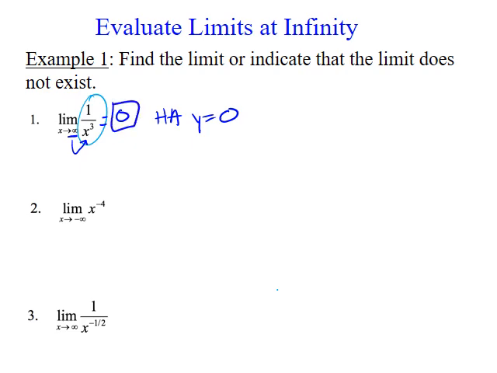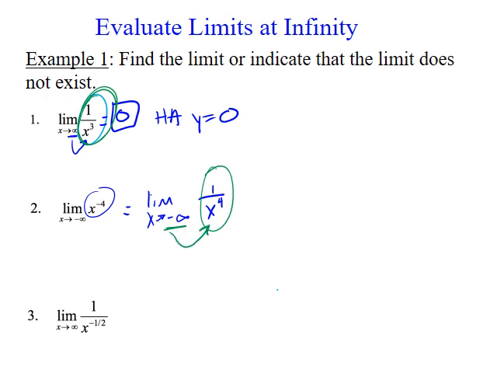In number 2, it may be helpful to rewrite this as a fraction so you can see what's happening. This can be written as the limit as x approaches negative infinity of 1 over x to the 4th. Now this is very similar to the problem we had before. The only difference is we're going to be plugging in a negative value. Well, because we have an even exponent, anytime we plug in a negative, the output is positive.